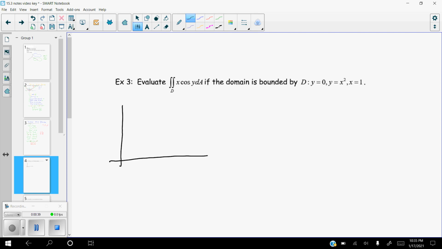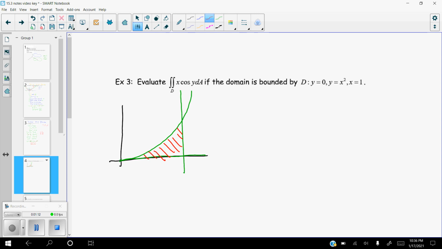So let's see. The domain is bounded by y equals 0, that's the x-axis, y equals x squared, and x equals 1. So y equals x squared is going to look like this, and x equals 1 is going to look something like that. So it looks like it's the region within this section right here that we're dealing with.